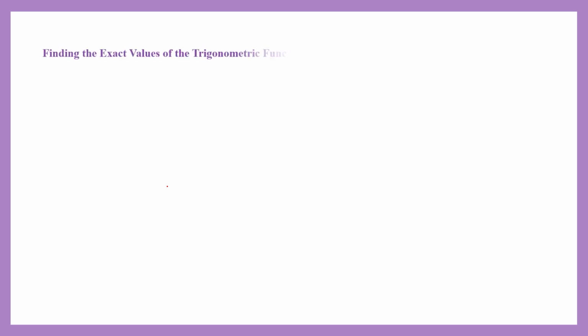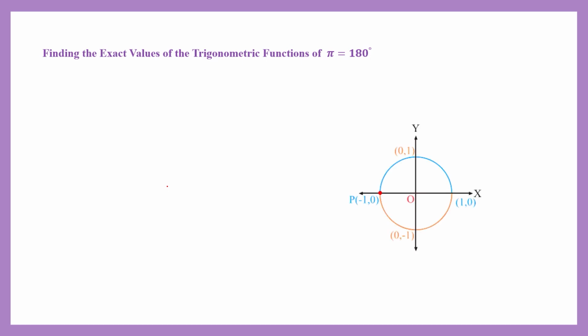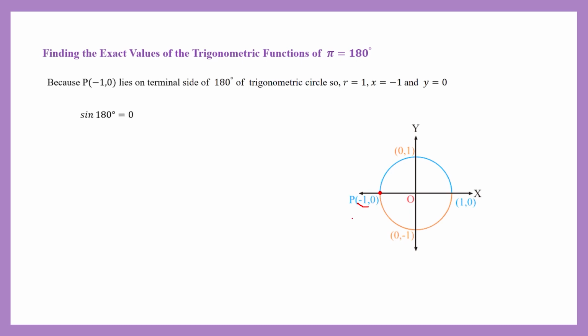Now let's find out the exact values of the trigonometric functions of pi, or 180 degrees. Let's consider we have a unit circle. We know that the point (-1, 0) lies on the terminal side of the angle 180 degrees. So the abscissa of this point will equal the cosine of 180 degrees, and the ordinate will equal the sine of 180 degrees. So sine of 180 degrees equals 0. Cosine of 180 degrees is equal to negative 1.